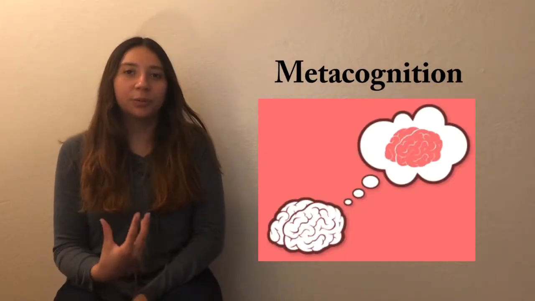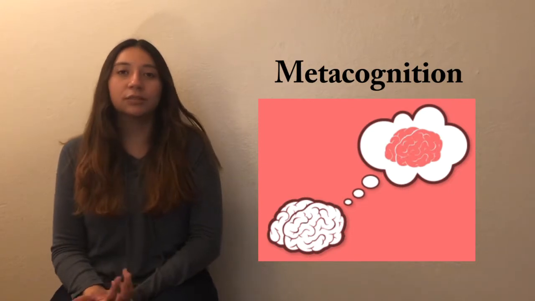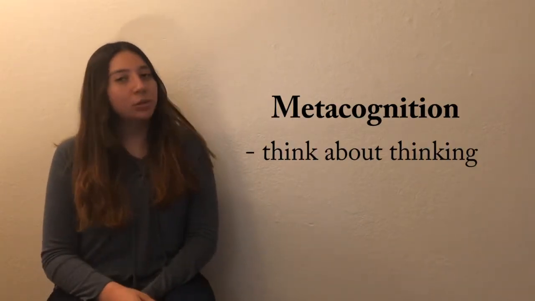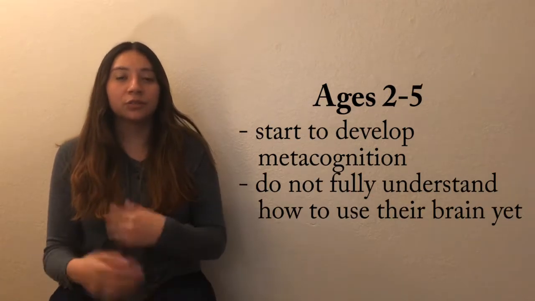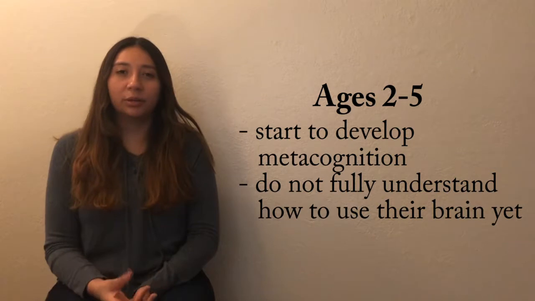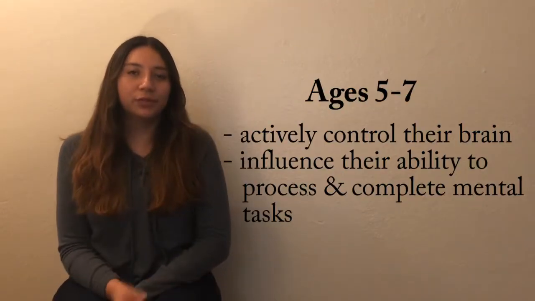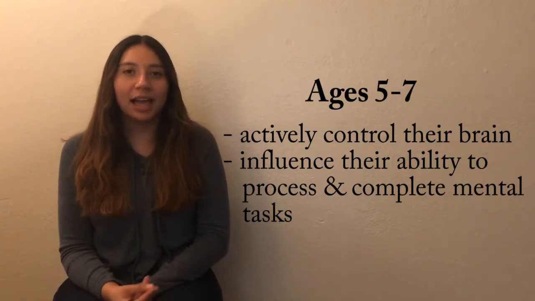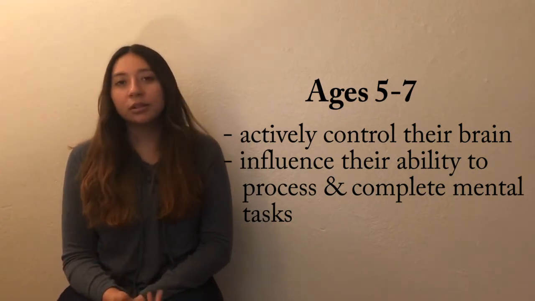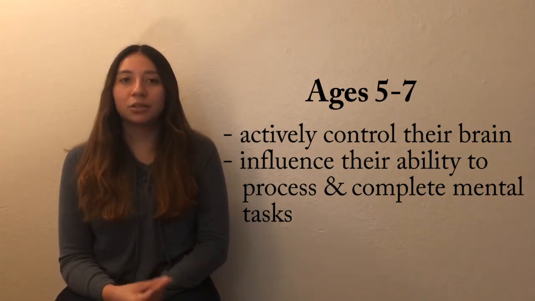Metacognition is also another very important skill that children need to develop, and that is the ability to think about thinking. And between the ages of 2 to 5, children start to develop this, so they understand that they can use their brain to think, but they don't really understand how the brain works. But by ages 5 to 7, children realize that they can actively control the brain and they can influence their ability to process and complete mental tasks.